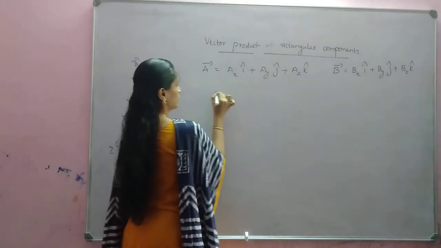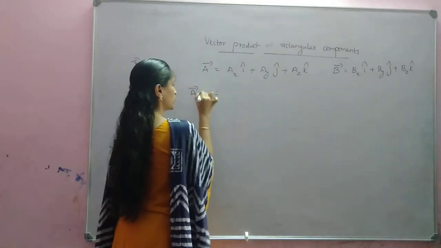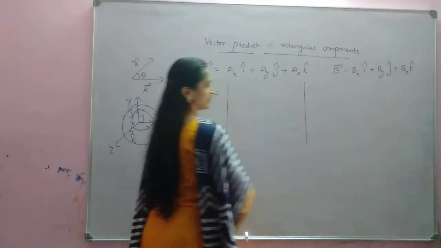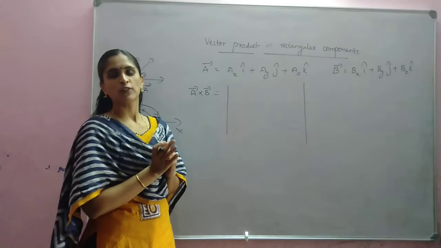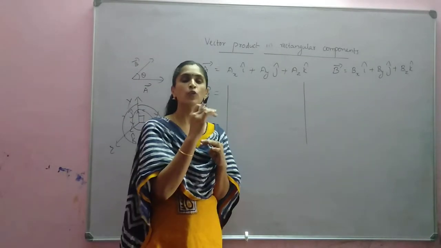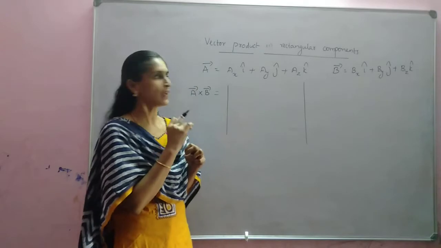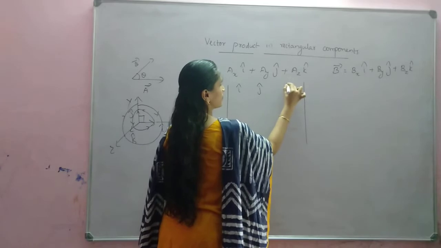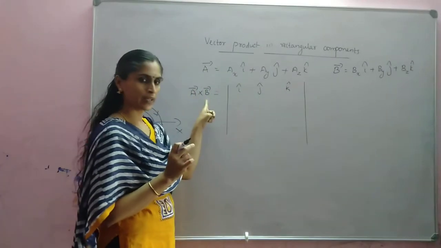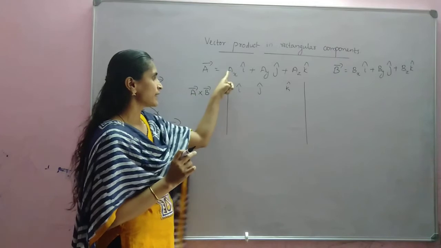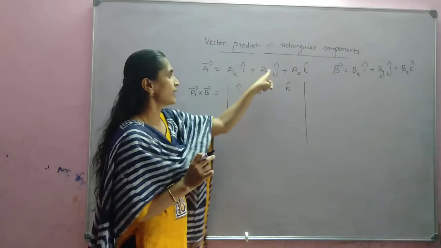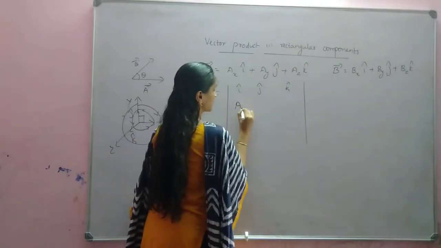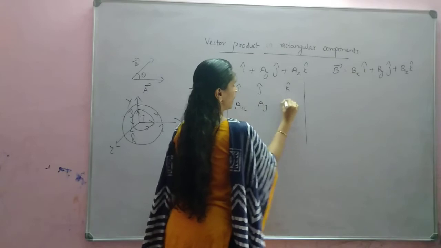To find A cross B, first we put two lines. This we will call a determinant. In that we arrange them in rows and columns. The first row will be i, j and k. Now we are finding A cross B. Corresponding to A, the i component we write here, the j component here, and the k component here. So we write Ax, Ay and Az.